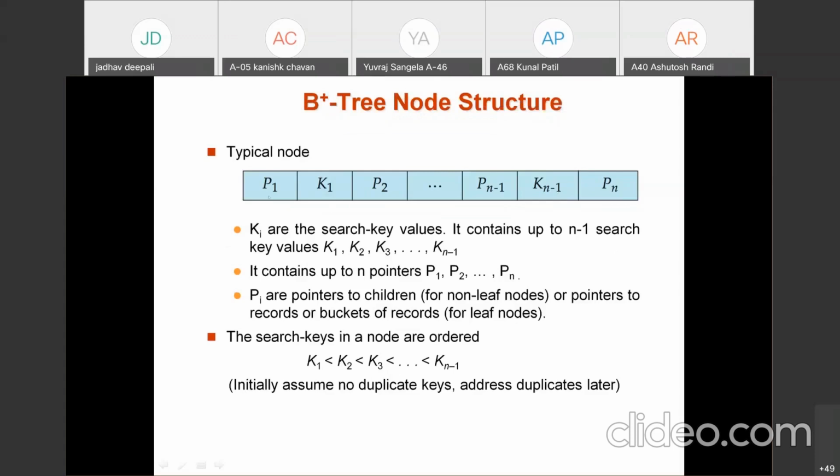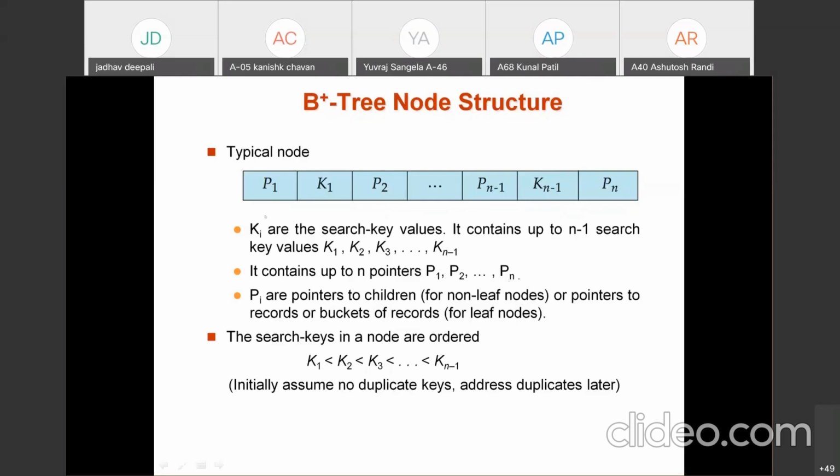Now, what is P1 to Pn? It contains up to n pointers. What is the purpose of a pointer? To point to the next node, or to the next file bucket, or whatever the records. So it contains up to n pointers, P1, P2 to Pn. Always remember the number of pointers is 1 greater than the number of search key values. There are n-1 search key values where there are n pointers.